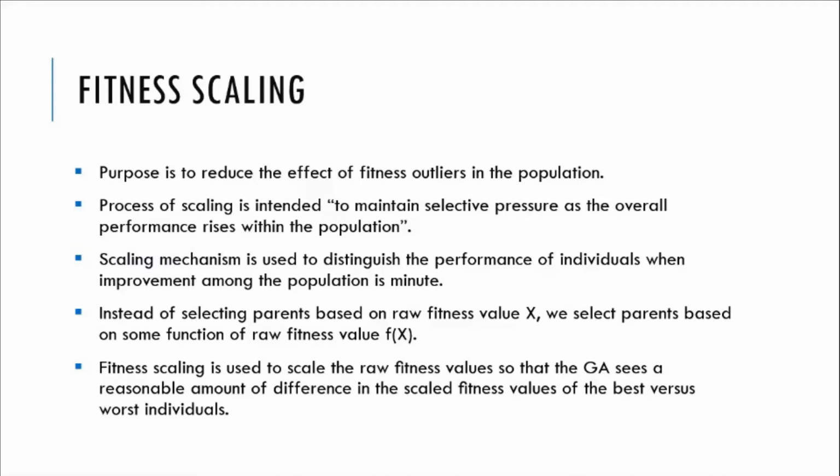In that case, if we do a selection procedure without doing anything to the fitness, then in the next generation or the next population we will have a number of copies of that particular individual, and the individuals with lower fitness values will not get selected. So that is the difficulty. The purpose of fitness scaling is to reduce this effect. One way to reduce the effect of fitness outliers is the rank selection procedure.